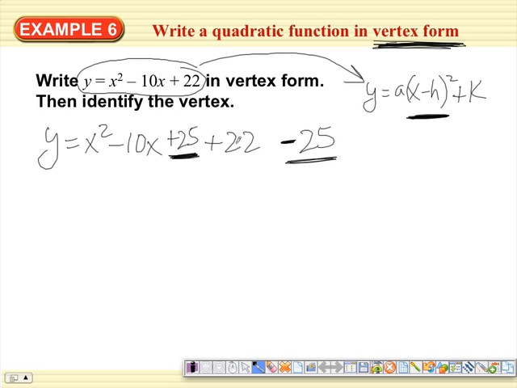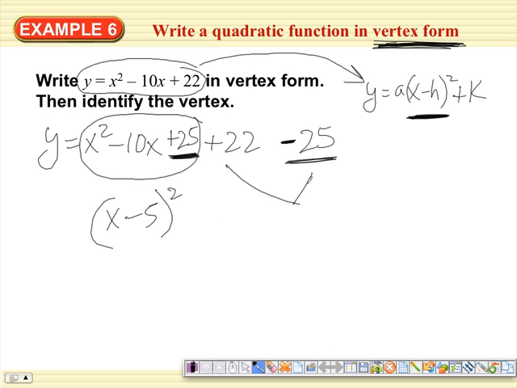We want this look because now, what do we have? If you just look at the first three things, we have a perfect square. What is it? x minus 5 squared. Now look what's left over: plus 22 minus 25 makes negative 3 equals y. You just put this thing in vertex form. What's the vertex? 5 comma negative 3 is your vertex.